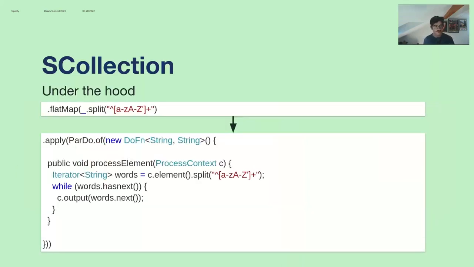Under the hood, how does this work? As I said, Scio is just a Scala API on top of Beam, so it actually transforms the flatMap function as such. It will call ParDo with this DoFn for every element. We apply the regex and then we put them into the output. So sometimes how it translates is not exactly what you expect. For instance, you may have expected flatMap to transform to FlatMapElements. This is due to some internal code factorization. So you'll not have exactly a one-to-one mapping, but the behavior should work.